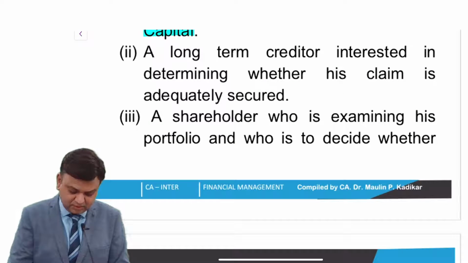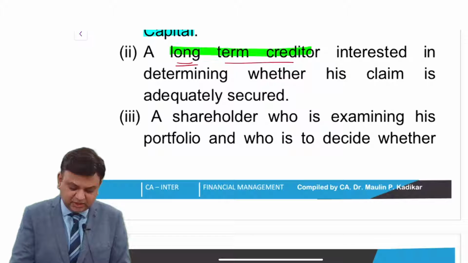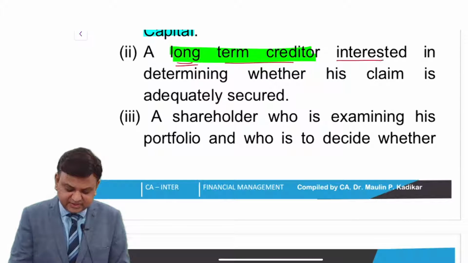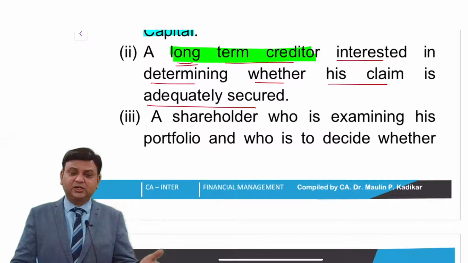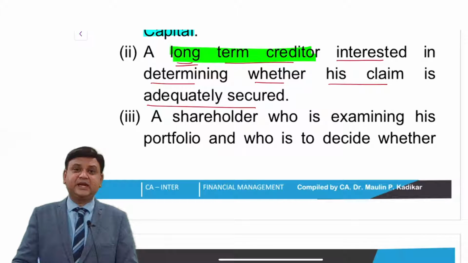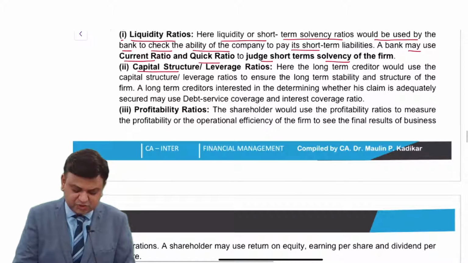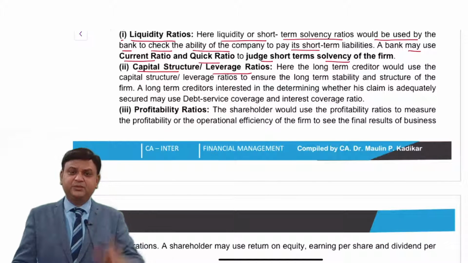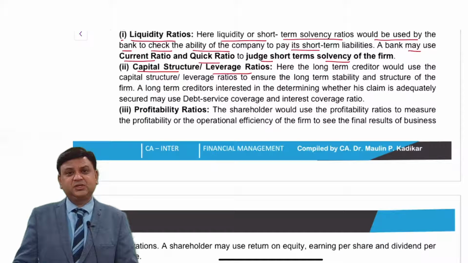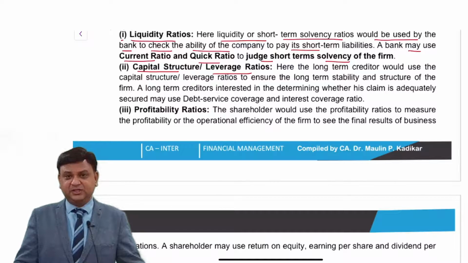Second question, a long-term creditor. See, the word over here which they have used is very clear. Long-term creditor is interested in determining whether his claim is adequately secured or not. So we understand that since it is the long-term creditor, it would like to check the capital structure ratios. So here you can see that the answer is the capital structure ratios or leverage ratios. If you remember, we computed the debt equity ratio, in which when it was long-term debt to equity ratio, it was given the name financial leverage ratio.